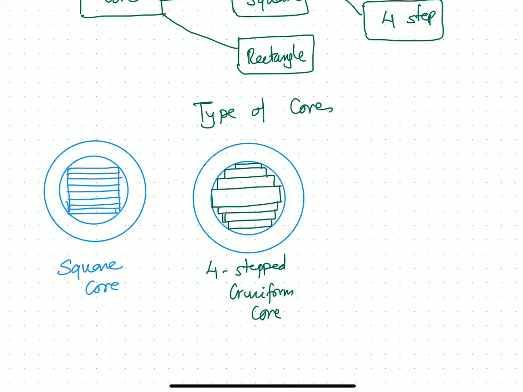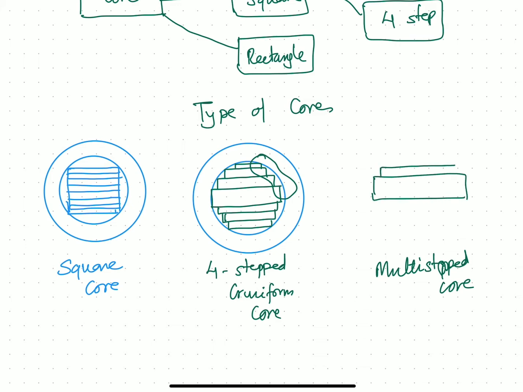And if you increase this step, if you have four of them or five of them, that qualifies as a multi-stepped core. I will not draw the figure here. Instead of the four of these, you will have multiple steps like this. One, the next one, then the next, and like so, right? So this is called a multi-stepped core.